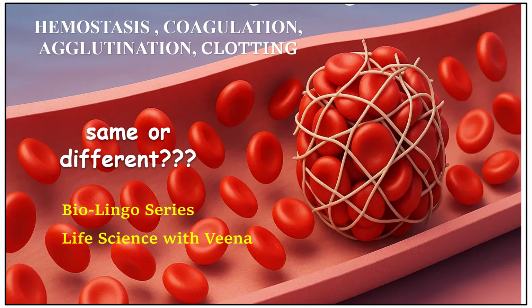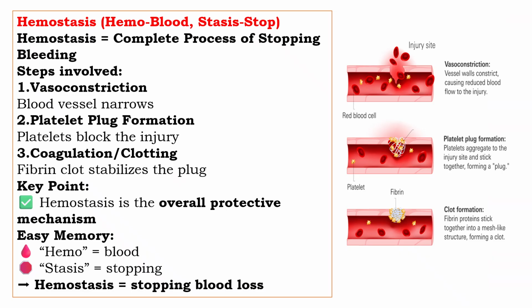Today we are going to see the difference between hemostasis, coagulation, agglutination and clotting. Let us see one by one. So if you talk about hemostasis, hemo is blood, stasis is stop. Hemostasis is a complete process of stopping bleeding in which the blood bleeding stops completely.